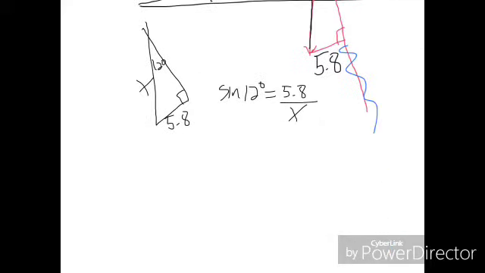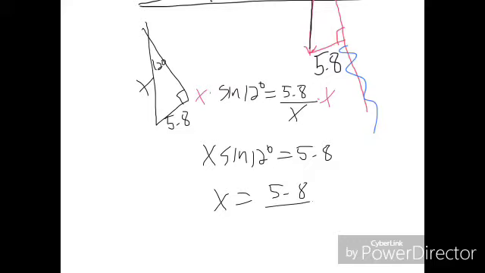Okay, multiplying by x gives us x sine 12 degrees equals 5.8. So x equals 5.8 divided by sine 12 degrees, which is, calculator, 27.894592. Let's take a look at what we need to write for our answer.